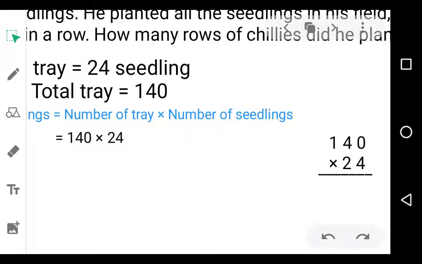See, 4 zeros are 0, 4 fours are 16. So we write here 6 and 1 is carry over. Keep in your mind. 4 ones are 4 plus 1, 5. Now we multiply 140 by 2. So first we write 0, then 2 zeros are 0, 2 fours are 8, 2 ones are 2. Now add these numbers. 0 plus 0, 0, 6 plus 0, 6, 5 plus 8, 13. So we write here 3 and 1 is carry over. Then 2 plus 1, 3.